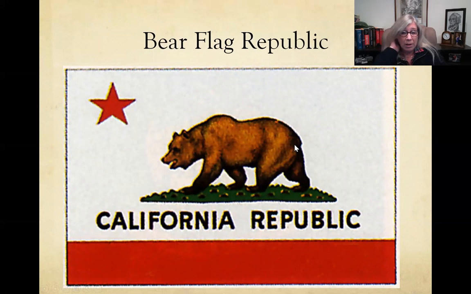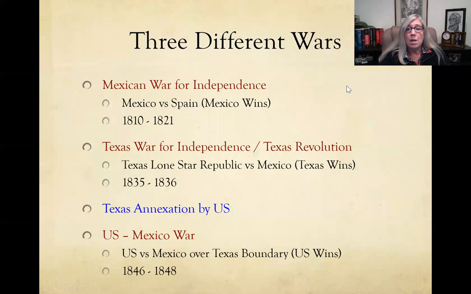Okay, the Bear Flag Republic. This was an area in Northern California that, during the course of the Mexican-American War, seceded from Mexico and was temporarily its own area, and will ultimately be annexed by the United States. So when we talk about the California Republic, look again, it's got that one star. So the Bear Flag Republic: part of California secedes from Mexico, becomes independent, and then is annexed by the United States. So keep this all straight.